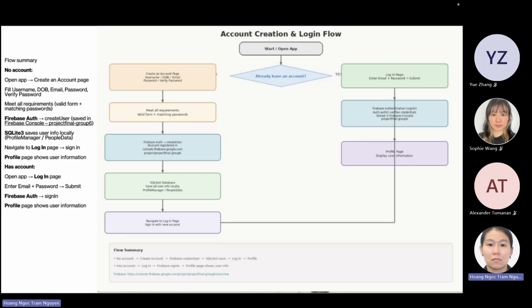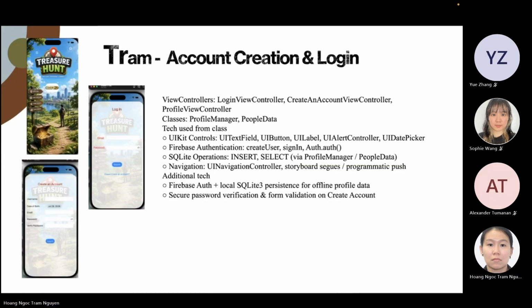The main classes I use are login view controller, create an account view controller, profile view controller, profile manager, and people data. So for this slide, I use three main view controllers. I also created two supporting classes, profile manager and people data. Profile manager handles all SQLite database operations, while people data represents the user profile information.